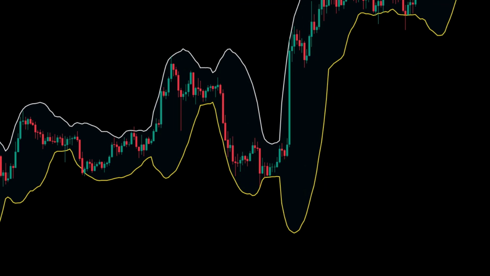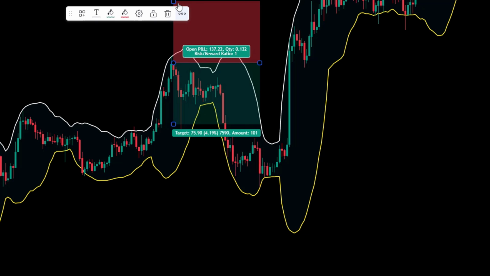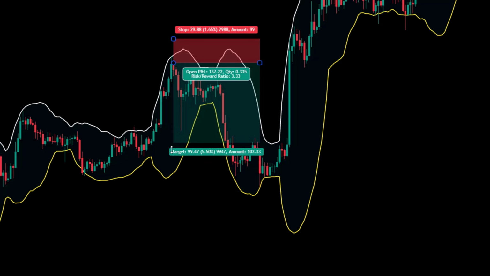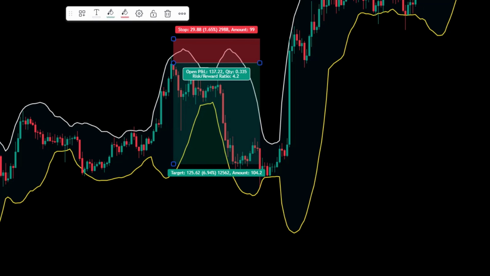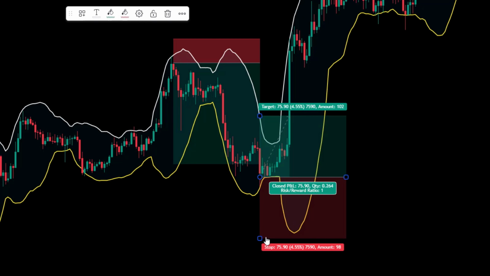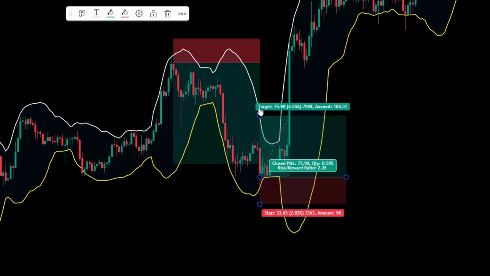Notice that when price bounces off the upper line, which is the resistance line, you can enter a trade, setting your stop loss above the upper line. You'll take profit at the next low. And if you have missed the short trade here, you can enter this long trade here when price bounces off the lower line, which is the support line, setting your stop loss below the line, and you'll take profit at the next high.